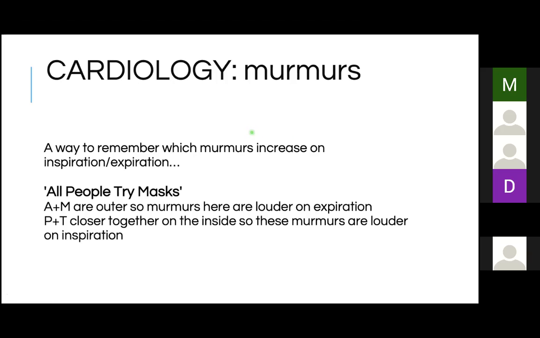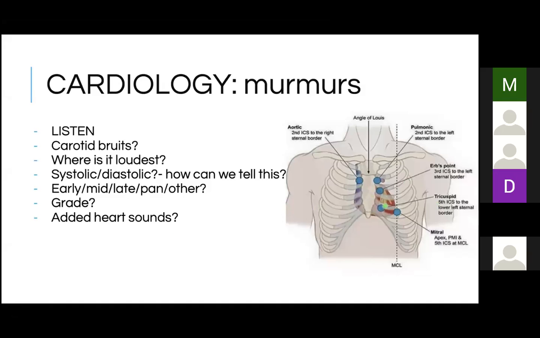So another tip for murmurs, a way to remember which murmurs increase on inspiration or expiration, is a little mnemonic that I've been using since medical school, except the last word has been changed. All people try masks. So if you imagine the aortic and mitral valves, maybe I can go back to this picture. Aortic and mitral valves, they're basically on the outside. So they are louder on expiration because they're the outer valves. And then the pulmonary and tricuspid valves, they're closer together, on the inside, closer to each other. So they are accentuated or louder on inspiration.